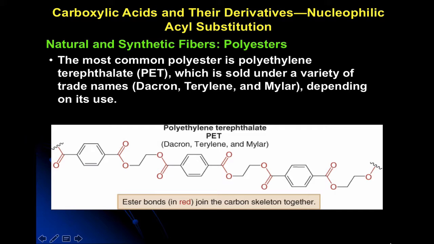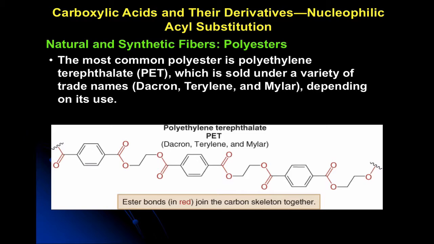Dacron is a useful polymer. So polyethylene terephthalate is its actual name. This is a polyester, and it's made from alcohols and carboxylic acids. Very useful in making things like Coke bottles, Mylar balloons, things like that. Commercially useful, and made very easily from this.